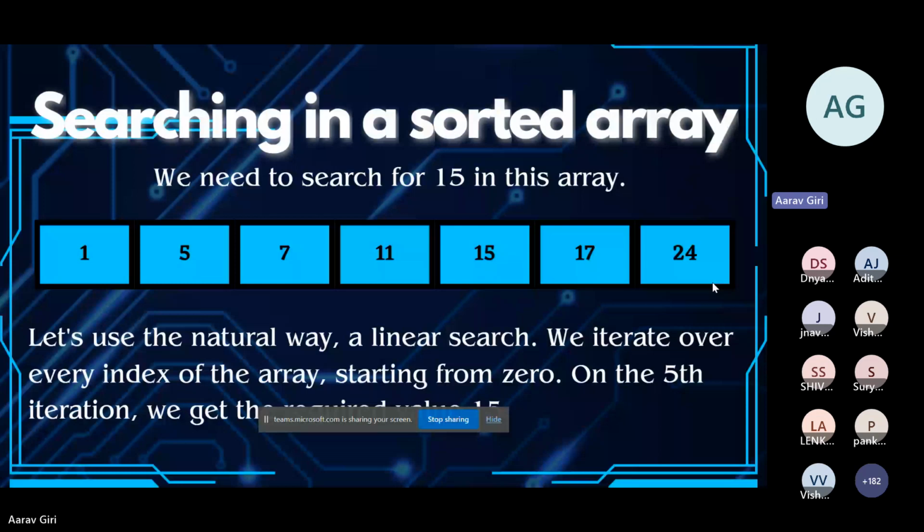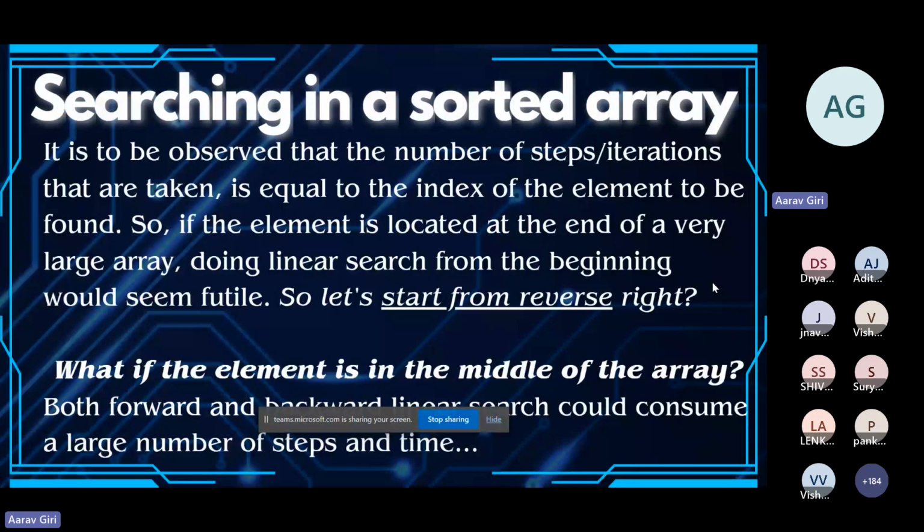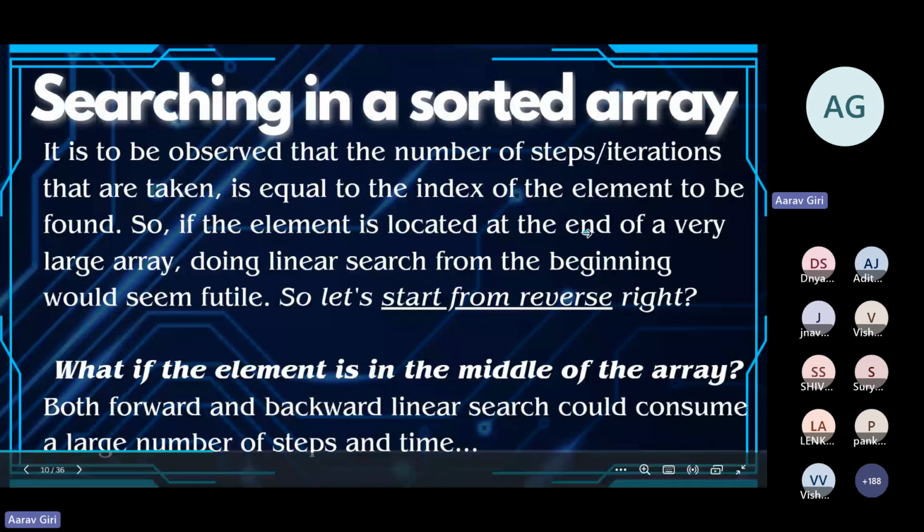Now think about this. I give you 1,000 elements and I keep something in the 991st element. All right. So if you do a linear search, you're going to go over 991 elements. If you try to go from the beginning, it will take a lot of time because you're going over a lot of iterations. But if I go from the reverse way, I will just get it in the 10th attempt. So you may say that, okay, let's start from the beginning as well as the end.